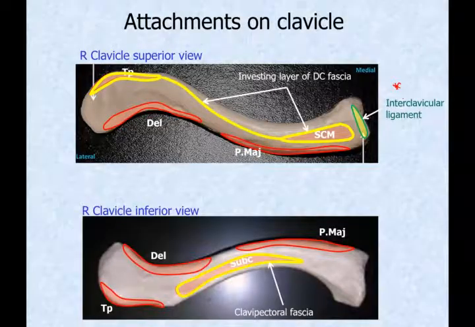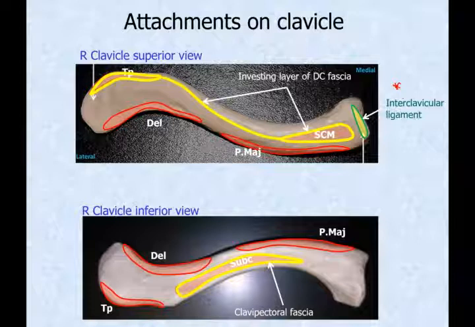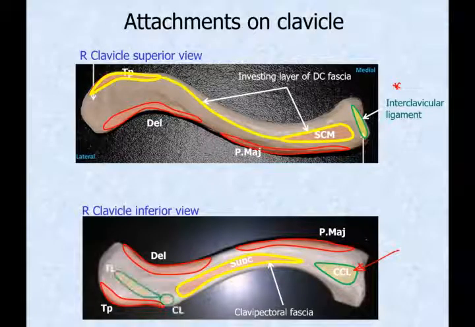The subclavius muscle is also enclosed by a fascia called the clavipectoral fascia. It's attached around the subclavius and actually continues as the periosteum of the clavicle. Then there is an important ligament called the costoclavicular ligament. It's attached between the costal cartilage of the first rib and the medial end of the inferior surface of the clavicle. The most important ligament in that area is this one, the coracoclavicular ligament, attached between the coracoid process.